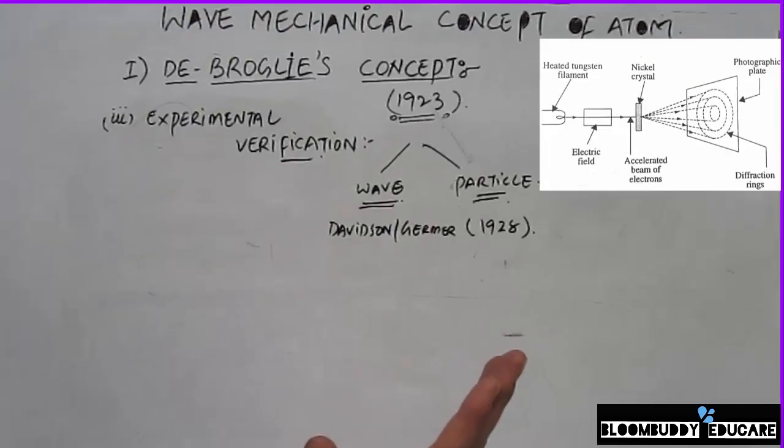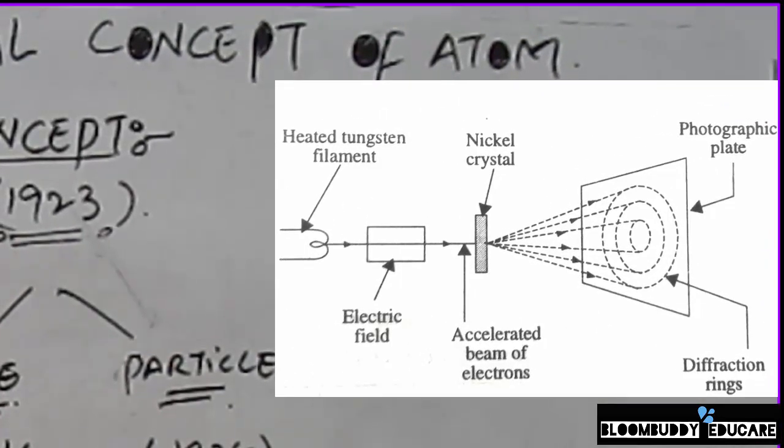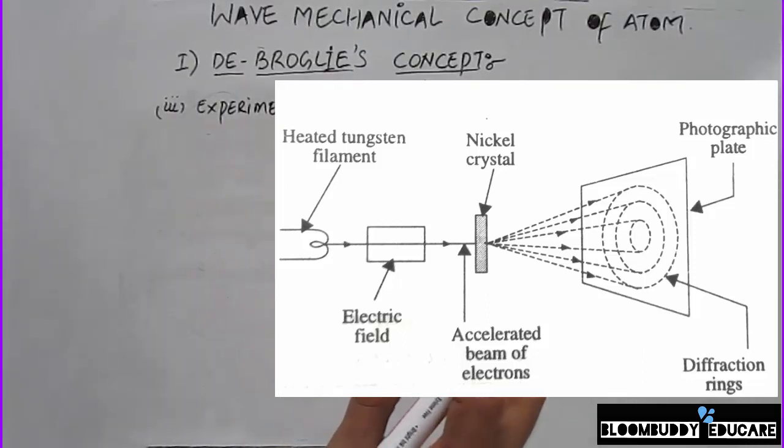So in the right hand corner, you can see the experimental setup that was used by Davisson and Germer. What they did is they produced a beam of electrons from a heated tungsten filament, and accelerated this beam by passing it through an electric field. The accelerated beam was allowed to fall on a nickel crystal which acted as a grating. The electrons got scattered by the crystal and were received on a photographic plate on which the electrons produced diffraction rings.